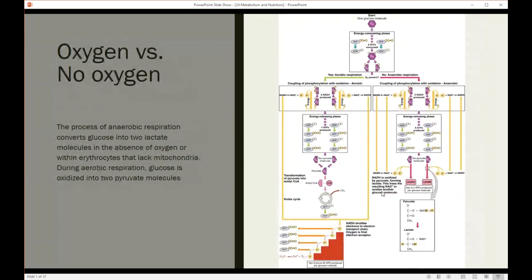Okay, and then what are we going to do if we have oxygen versus no oxygen? Okay, so the process of anaerobic respiration is when we convert glucose into 2 lactate molecules. We do this when we don't have any oxygen. So this would be anaerobic respiration, right? No oxygen, okay? And so when we do that anaerobic respiration, we're going to get lactate out, okay? And here's that. On this side, when we have our aerobic respiration, we're going to get all the way down to the bottom. So we're going to do this whole process of cellular respiration, okay?